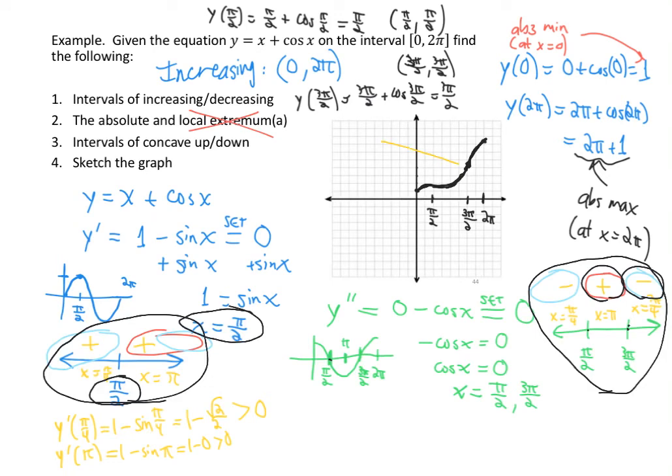Remember, since the sign changed for our second derivative, we have an inflection point. Not that the problem's asking for that, but it's important to remember that. There's also another inflection point, which is at x equals pi over 2.